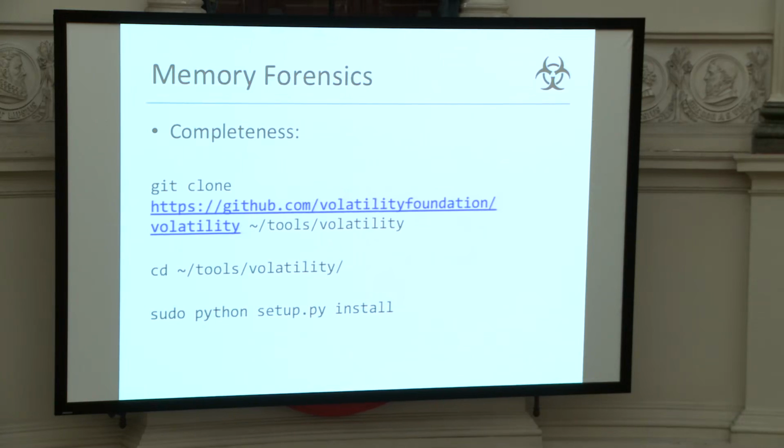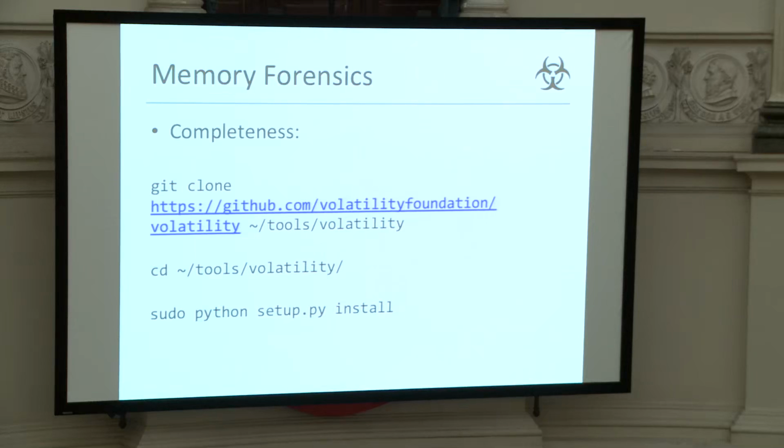Then on to Volatility. Volatility is also on GitHub, so simply clone it and then run python setup.py install. Pretty boilerplate.